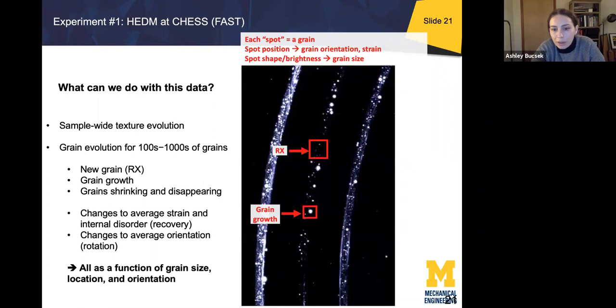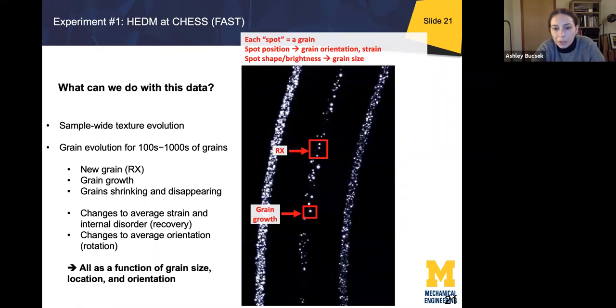It grows, and actually then it gets smaller as the microstructure gets into that competitive growth process. So this is our high level data set where we can get the texture measurements, but we could also get grain evolution in a grain average sense for many, many grains. We see, again, these recovery or recrystallization and grain growth processes. We get all of this statistical information as a function of grain size, location, and orientation. So we can do some statistical analysis with that.